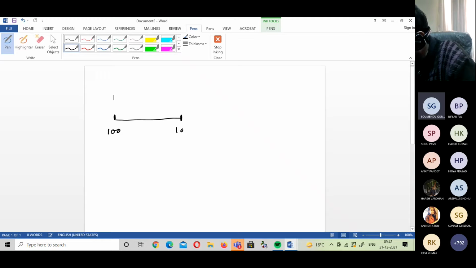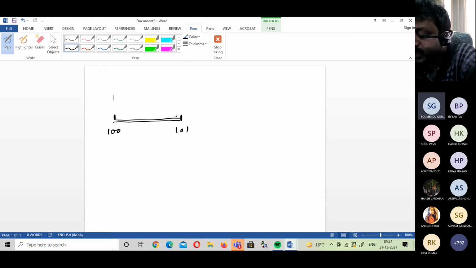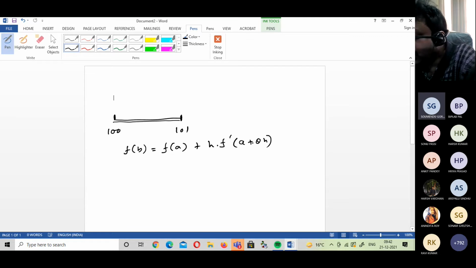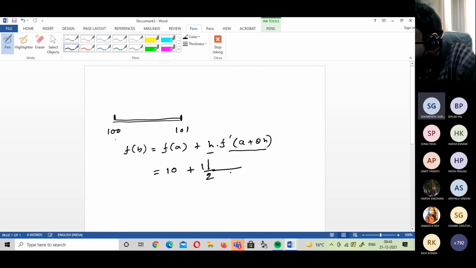Suppose the interval 100 to 101 is available to you, and you have to approximate the highest value. In this numerical approximation, you use the formula F B equals F of A plus H into F dash A plus theta H. Here H is 101 minus 100, that is 1, and F of A is root 100 plus H, which is 1, into F dash A plus theta H. So x to the power half, derivative is half x to the power half minus 1, so 1 by 2 root.